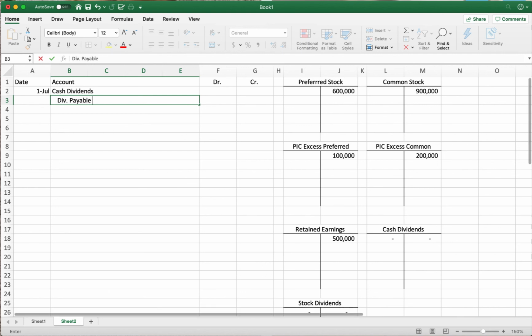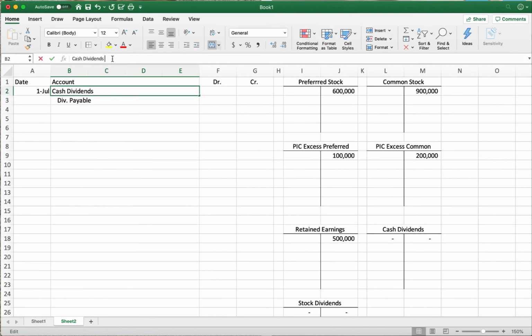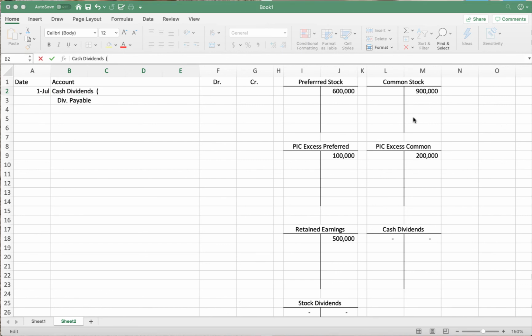Okay, so now we've got to figure out what exactly we're paying. How many shares do we have? Well, we don't know that. But they give us enough information to figure it out. They said that for common stock, we have a total dollar value of $900,000.